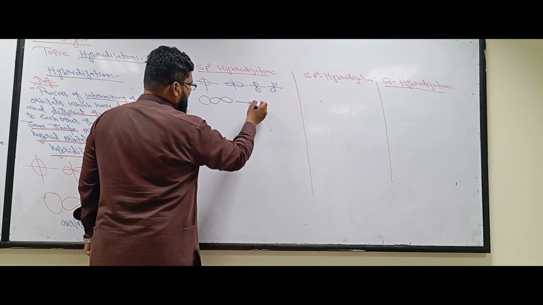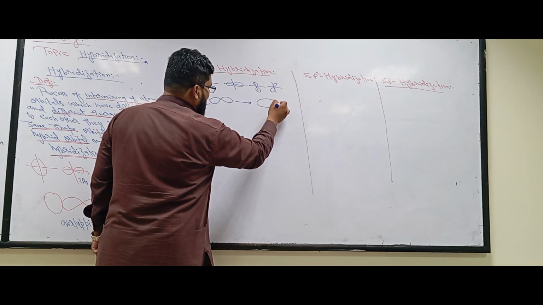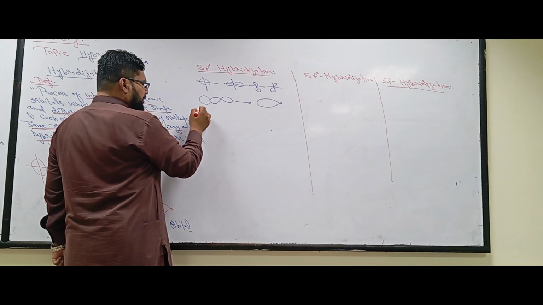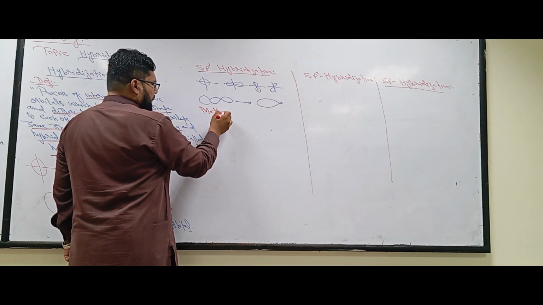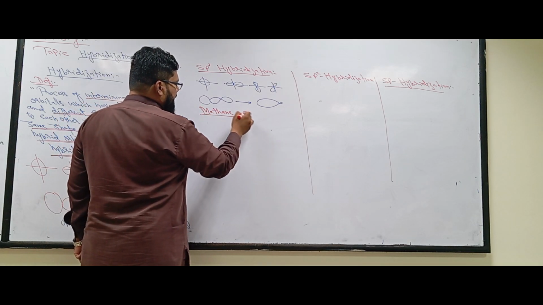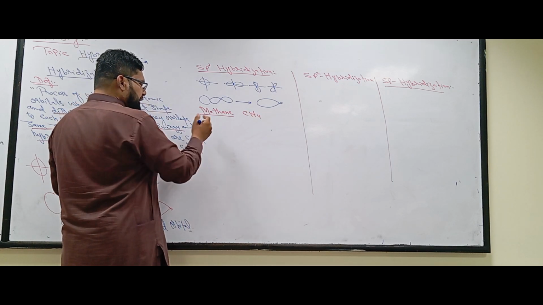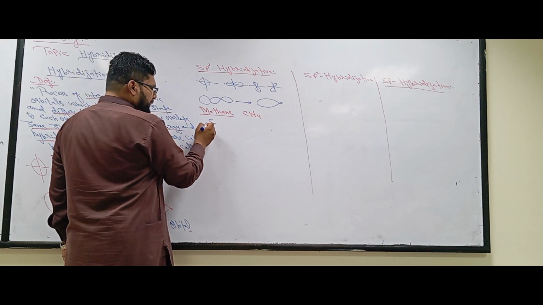Now I am drawing the structural formula of methane. This is a hybrid orbital. Now we draw the structure of methane. The molecular formula of methane is CH4. Now we put the electronic configuration.